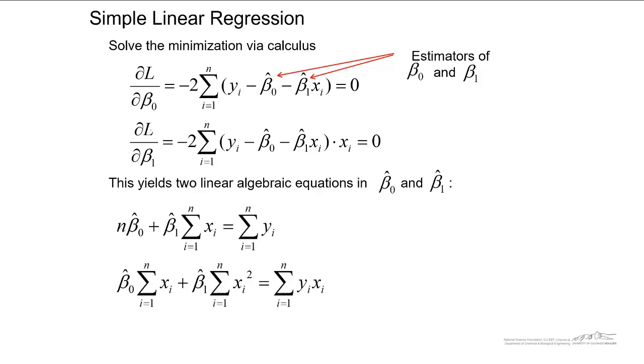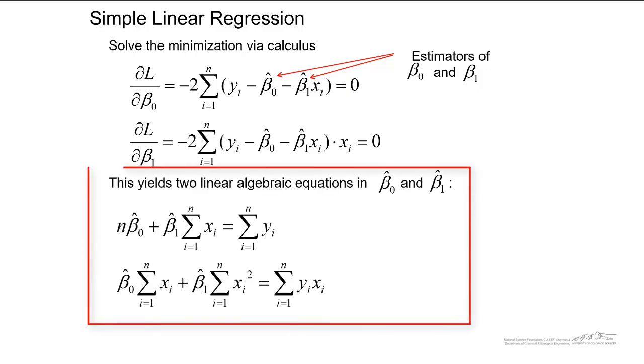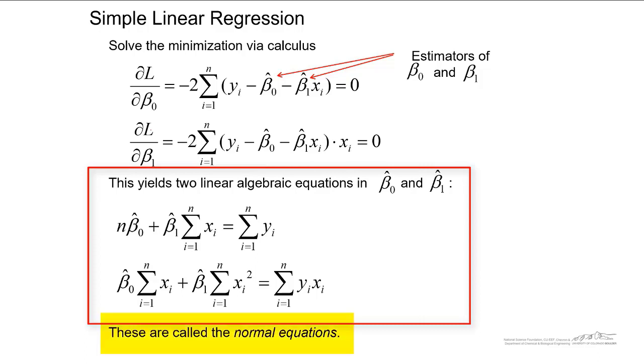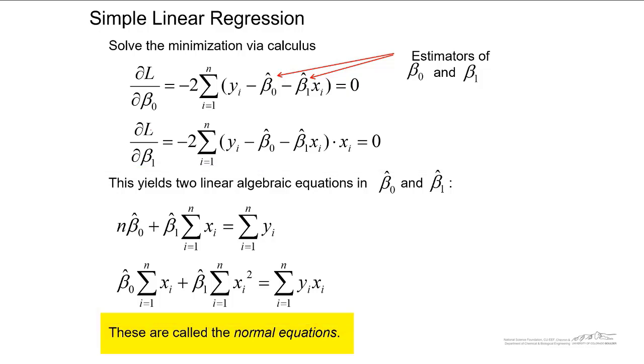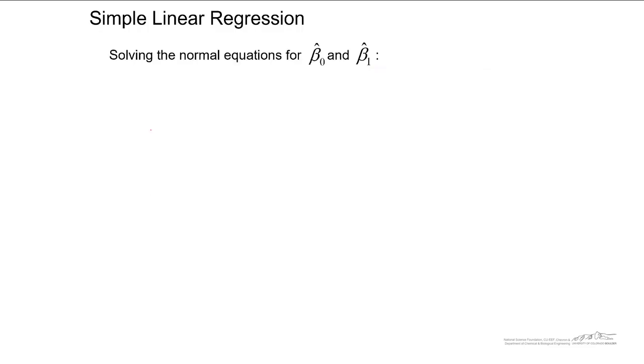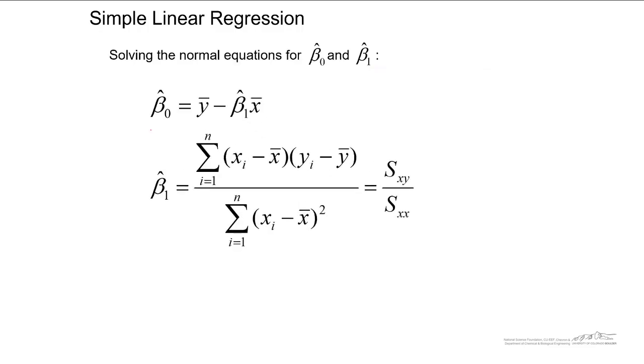If you perform this calculus, this yields two linear algebraic equations in beta naught hat and beta 1 hat. These are called the normal equations. And again, it's entirely fine if you are not following how these are derived. It's beyond the scope. If we solve the normal equations for beta naught and beta 1 explicitly, we get the following.